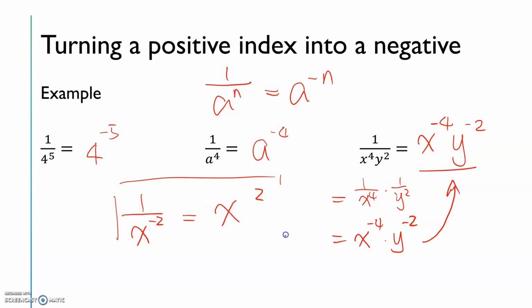This is a very special case. When we have 1 over a negative index, we can actually simplify that by bringing it up and changing it back to the positive. Remember, a negative number times a negative number will give us a positive.